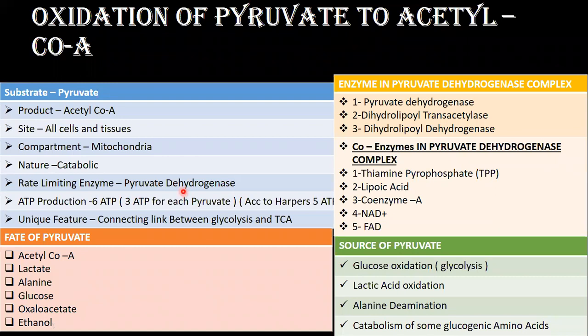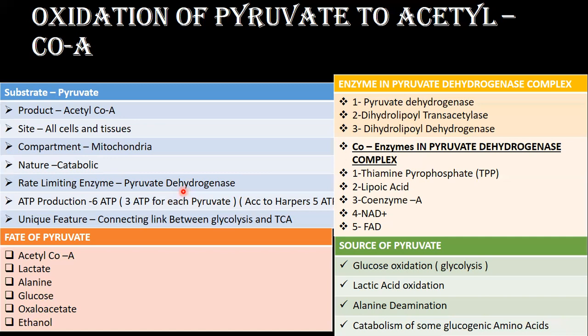Moving forward, when we talk about oxidation of pyruvate to acetyl-CoA, let's understand important facts about pyruvate, then we see important points about acetyl-CoA. We have already discussed glycolysis completely, then coming to the oxidation of pyruvate to acetyl-CoA. What is the meaning of conversion of pyruvate to acetyl-CoA? The pyruvate dehydrogenase complex reaction is irreversible, and pyruvate is converted into acetyl-CoA.